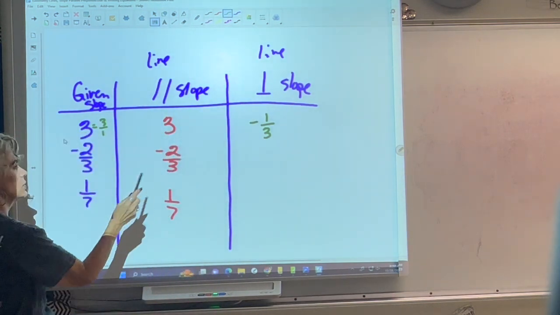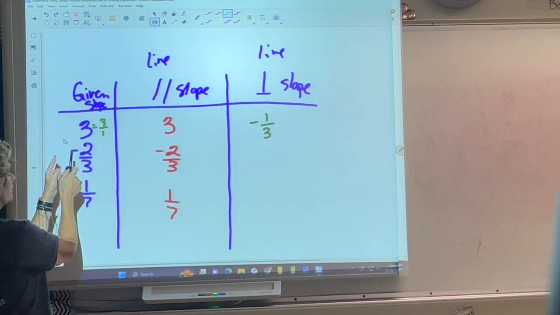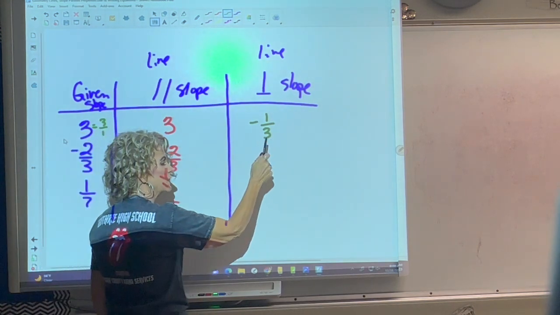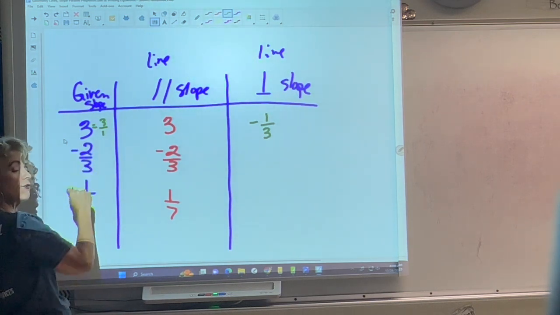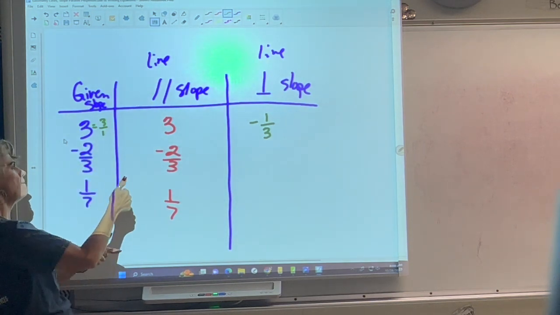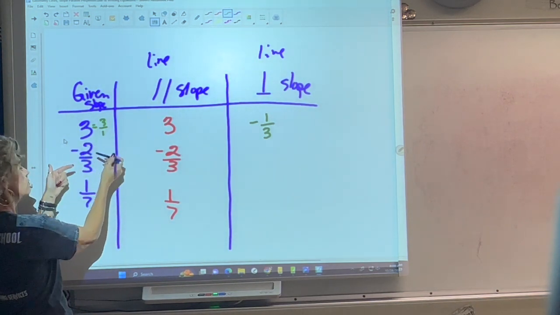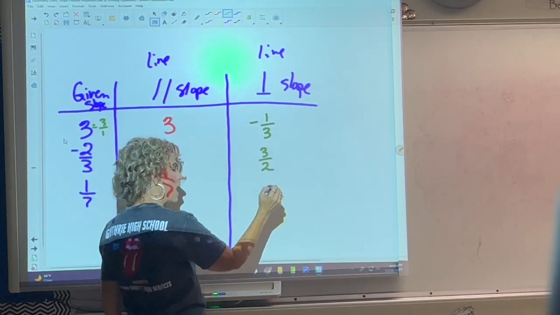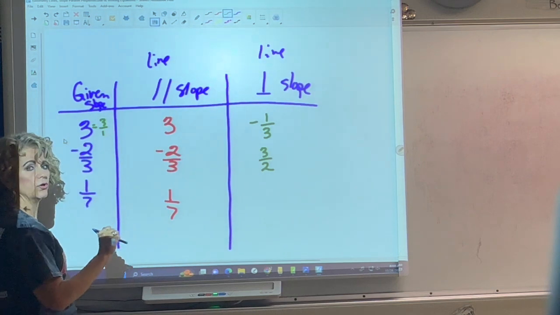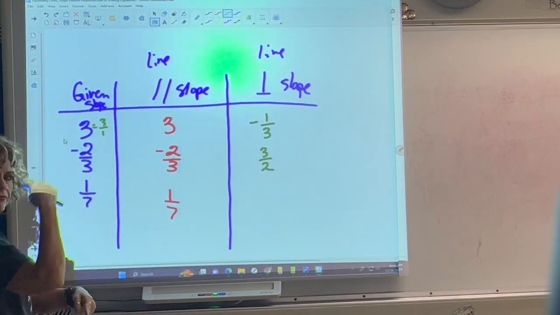Okay? So, same song and dance. If this is negative, my perpendicular slope has to be positive. This is already a fraction. Just flip it. Okay? 2/3 becomes 3/2. Opposite reciprocal. Reciprocal means I flip it.